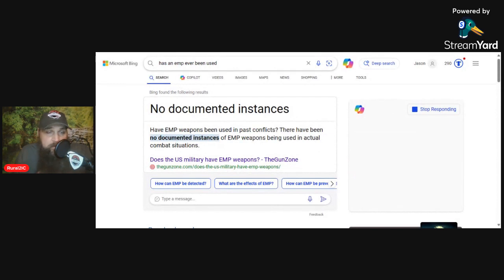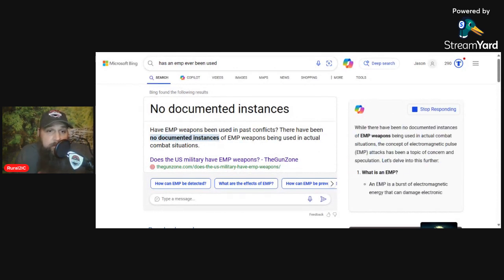So I typed it straight in. Has there ever been an EMP used? No documented instances has an EMP weapon been used in a conflict. Okay, so hopefully that answers that question.